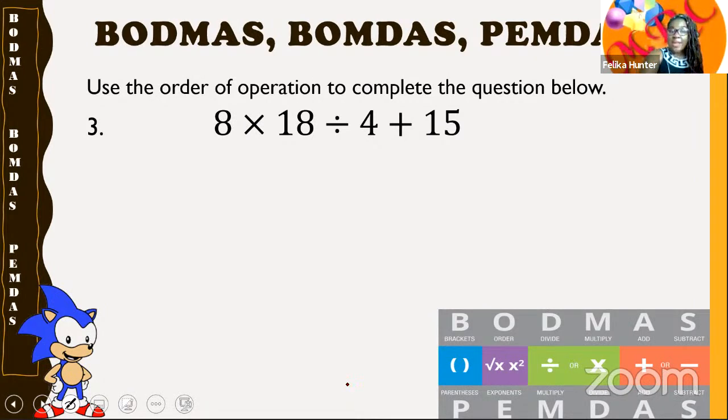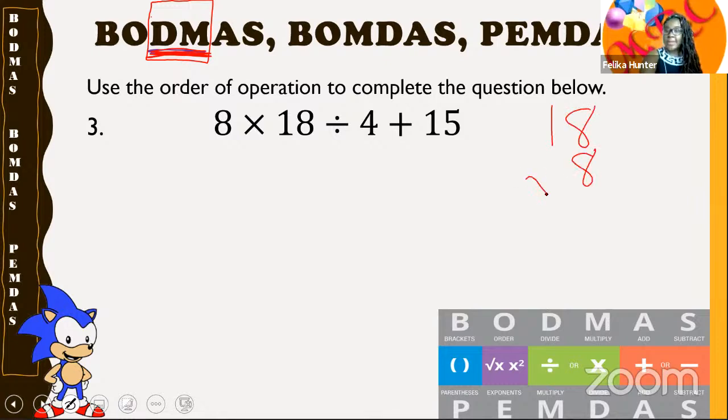It is multiplication and we also have division. But when we look at it, it's either multiplication or division, whichever one comes first. If you look at this method up here, you might say, oh, I see D before M, so I'm going to divide. But it's division or multiplication, whichever one comes first from left to right. So we're going to do the multiplication first, and it's 8 times 18.